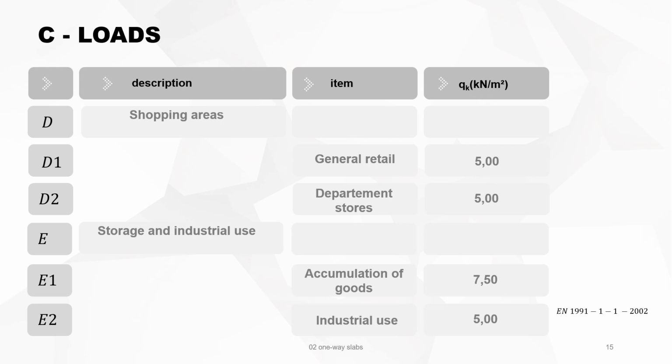E is storage and industrial use. You have then accumulation of goods and industrial use, and then you have 7.5 and 5 kilonewton per square meter. Of course, if you know what kind of goods are going to be stored on the slab, then you can use the real load on the slab instead of those general characteristic values of loads.